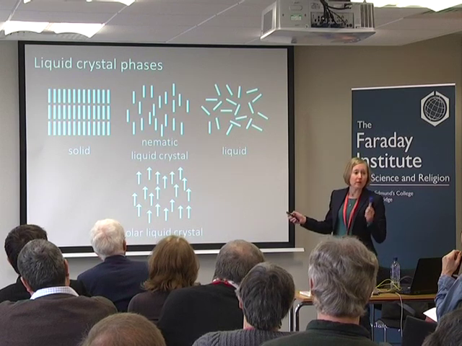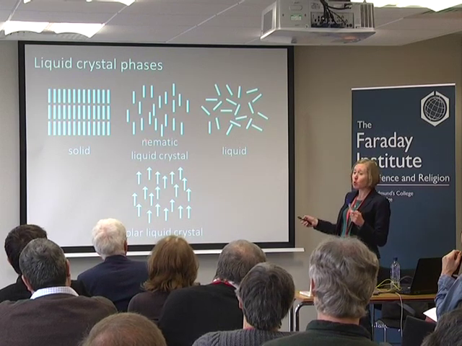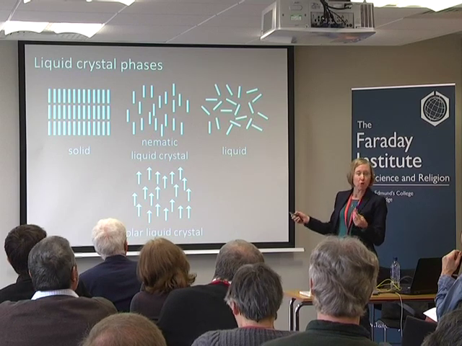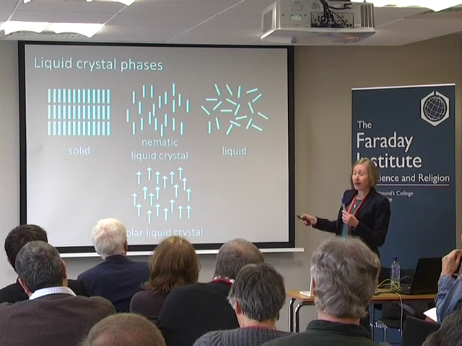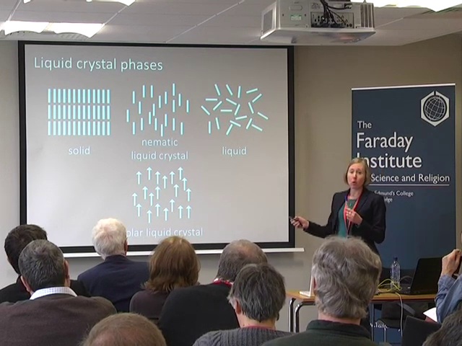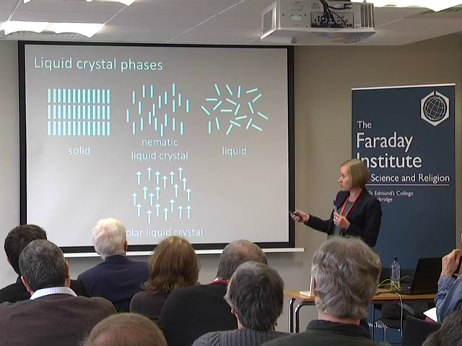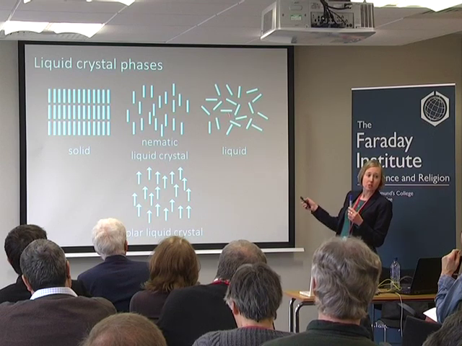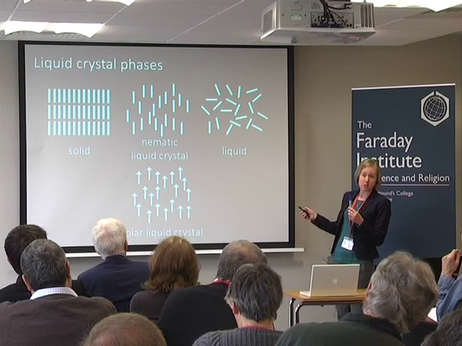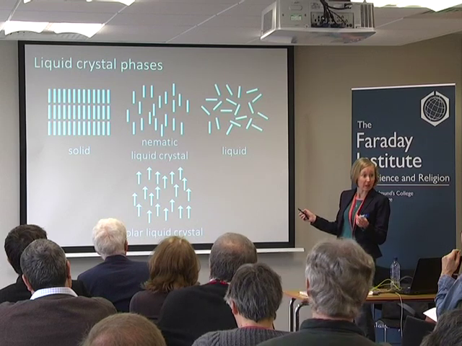But you can also imagine these rod-like molecules having disordered positions. So their positions are all over the place, but they're all pointing the same way. And that is something we call a nematic liquid crystal. And that's different from what we would call a liquid, where all the positions are disordered, but also all the orientations are disordered. They're pointing in all different directions.